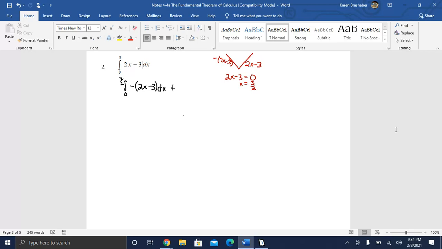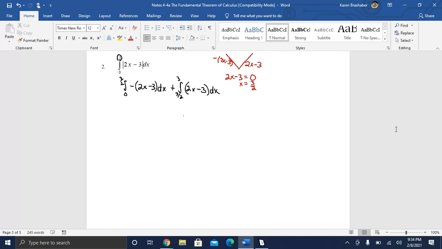We're going to add to that, and we're going to continue on and go from the vertex 3/2 to where the integral originally was designated at 3. And this time we're using the positive branch. Again, if you wanted to think about another way to do this, you could put in a number between 3/2 and 3, like 2. If you plug that into your absolute value, you get 2 times 2 minus 3. That's a positive 1, no sign change. You're on the positive branch of the absolute value.